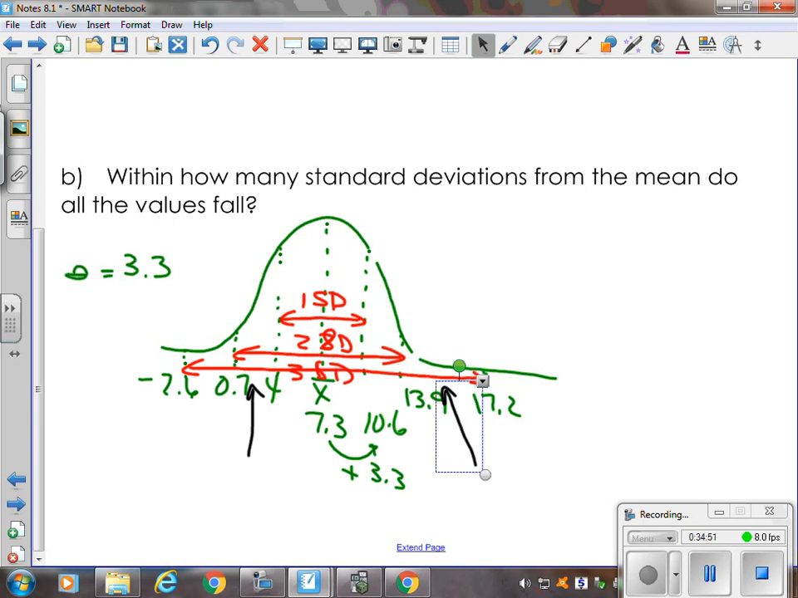All right, so can you do something similar with the you try problem at the bottom? And we'll come back after you've tried that and check your answer. Turn the video back on.